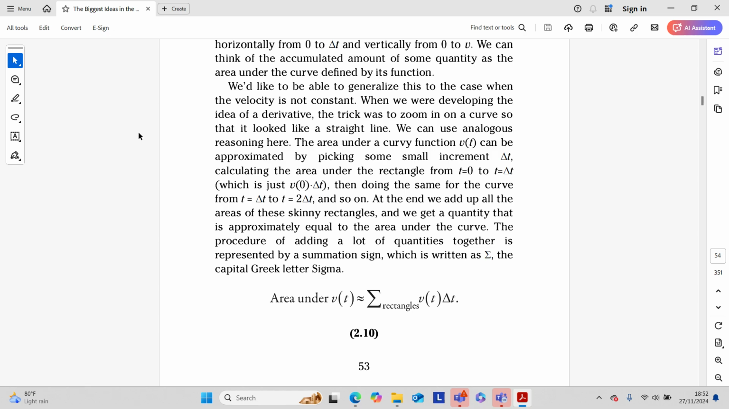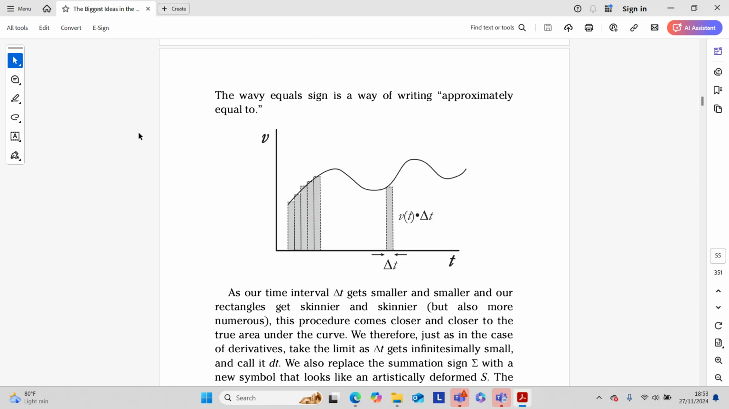The procedure of adding a lot of quantities together is represented by a summation sign, which is written as sigma, the capital Greek letter sigma. Area under v(t) is approximately equal to the sum over rectangles of v(t) delta t. The wavy equal sign is a way of writing approximately equal to. As our time interval delta t gets smaller and smaller and our rectangles get skinnier and skinnier, but also more numerous, this procedure comes closer and closer to the true area under the curve.